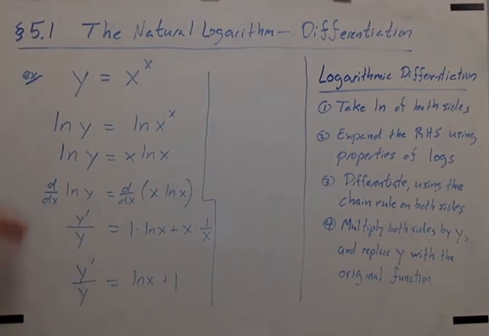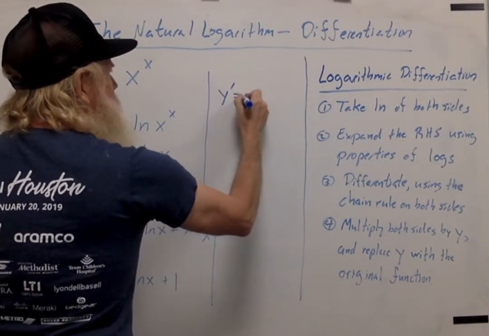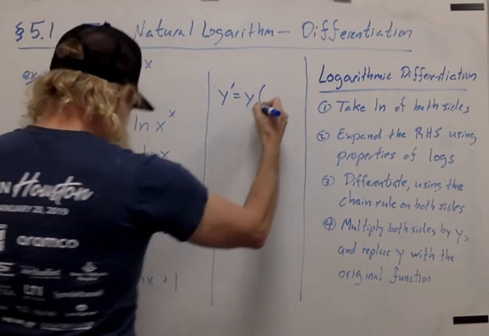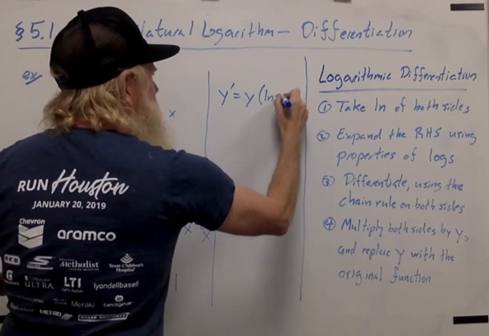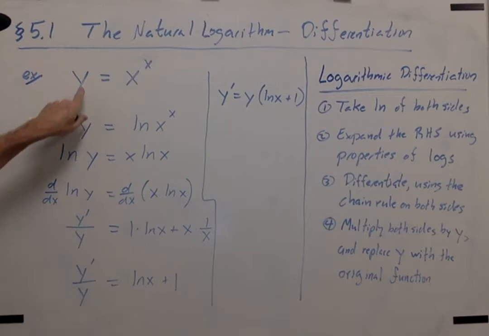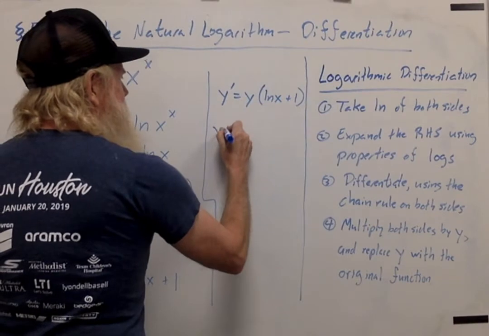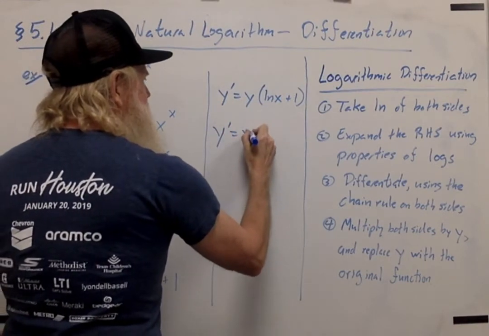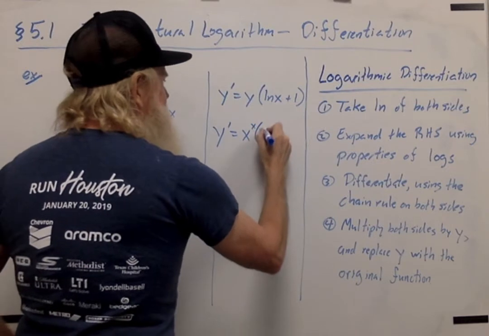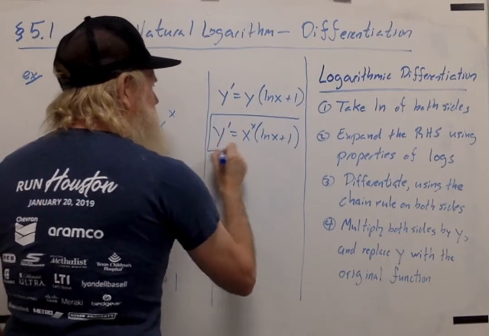And now we're almost done. Remember that what we're trying to find is the derivative, which is this y prime. So we can solve for y prime by multiplying both sides by y. We get y prime equals y times natural log x plus 1. And then we can finish by substituting in that y is the same as x to the x. So y prime equals x to the x times natural log x plus 1. And that's my final answer.